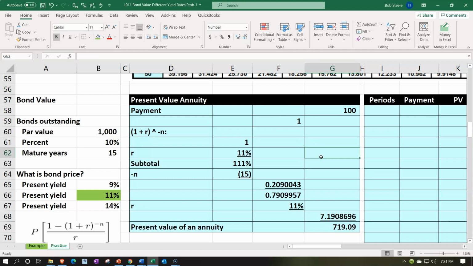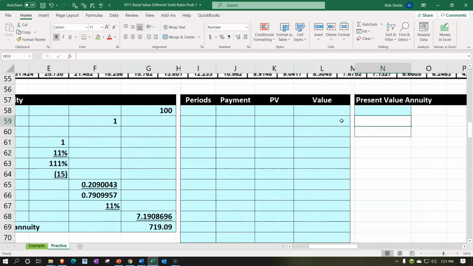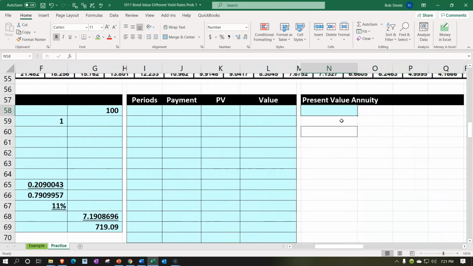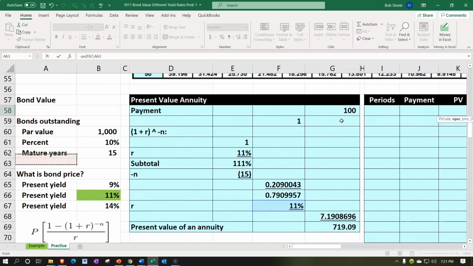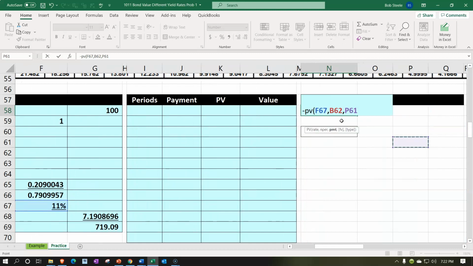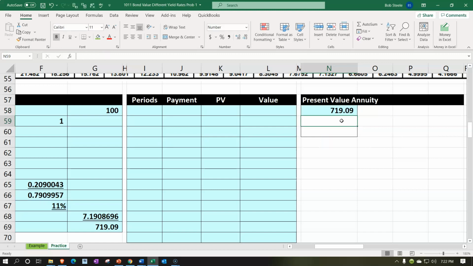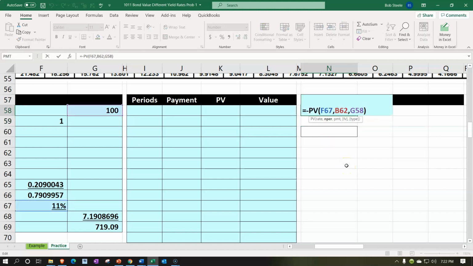And then we can do the same calculation with the Excel function. So for that, we'll move it on over here. This is going to be negative present value, shift 9, rate 11%, comma, number of periods now is going to be 15 again, 15 periods. The rate is what's different than the last time we did this. Annuity is going to be the payment of $100. Once again, there's the 719. So there it is, 719.